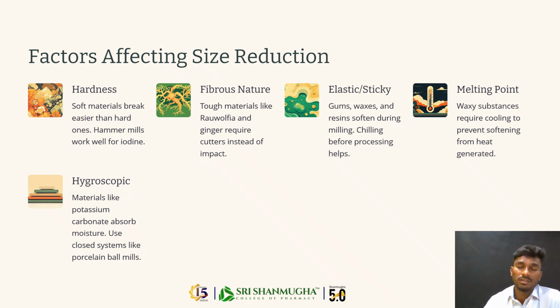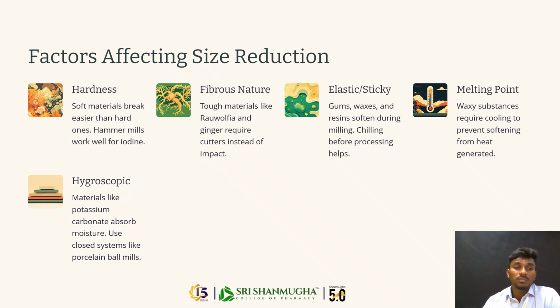Elastic and sticky products are also a factor for size reduction, for example gums, waxes, and resins, which soften during milling, though chilling before processing helps. So these are some of the factors affecting. Another one is melting point. Melting point is also a very important factor. Wax substances require cooling to prevent softening from the heat generated.